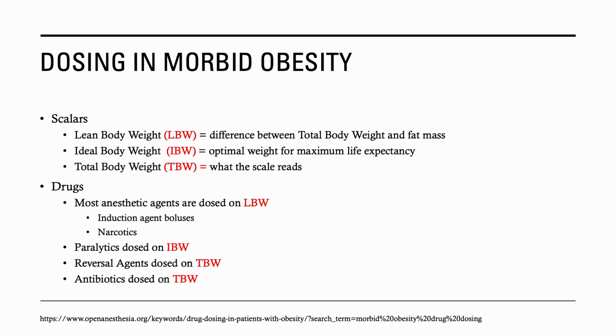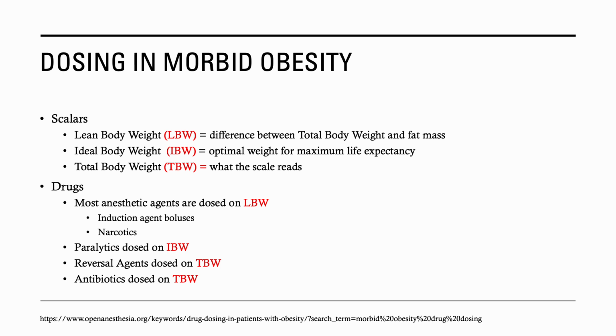The first pharmacology keyword we have is dosing in morbid obesity. So the first thing to understand about this keyword is that you have to think about three scalars that are different ways to look at body weight. These are lean body weight, ideal body weight, and total body weight. Lean body weight represents the difference between total body weight and fat. Ideal body weight is the optimal weight for any person, and total body weight is what the scale reads when you look down on it.